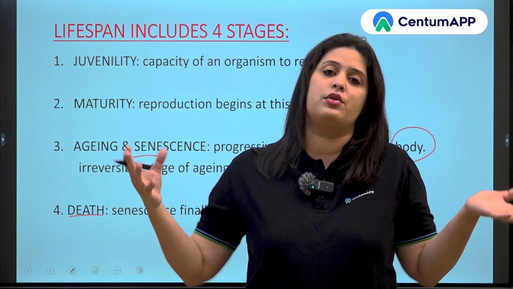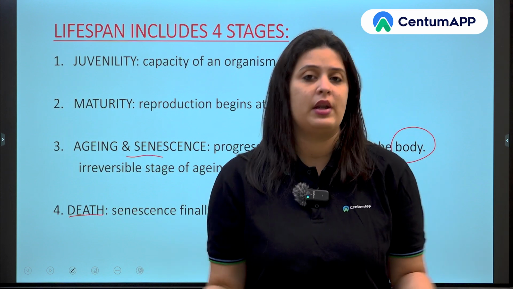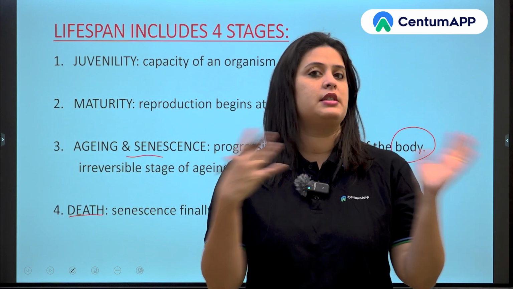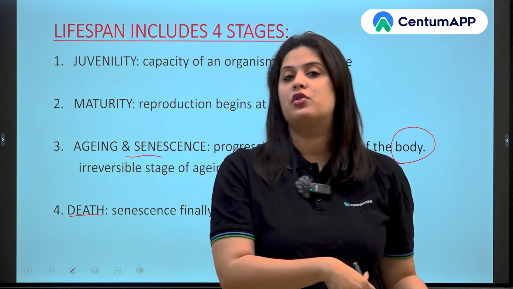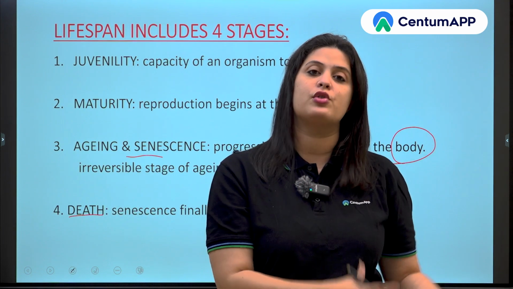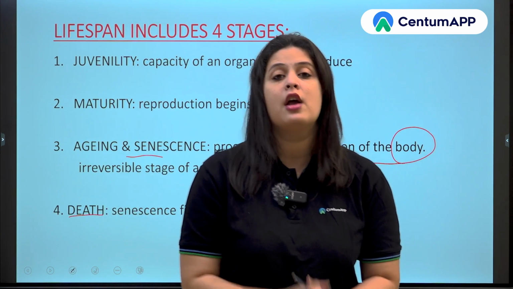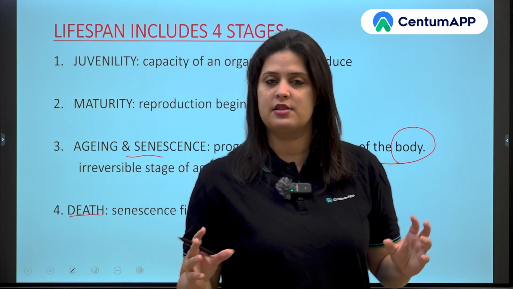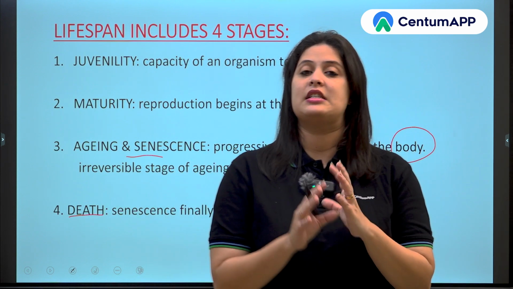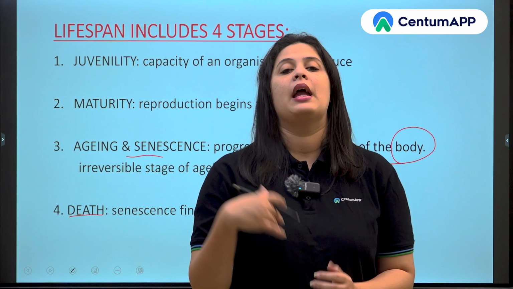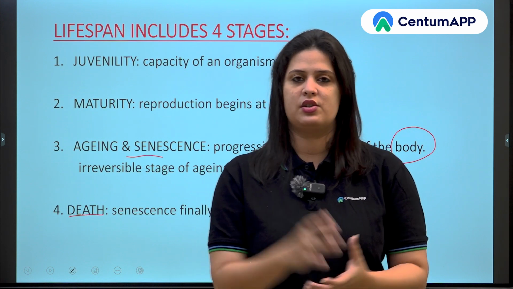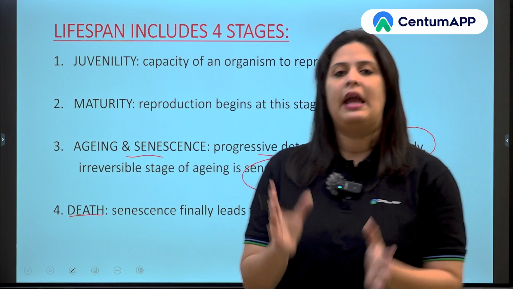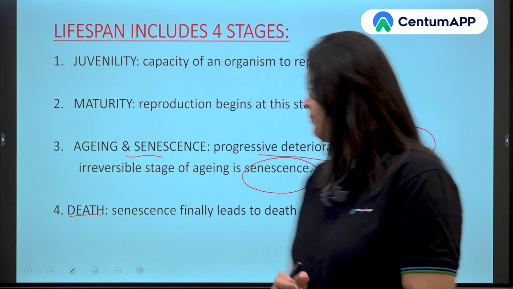We all know that when we attain a certain age, we cannot go back to what we were. Suppose we are 12 or 20 years old and after another 10 years we get to 30 years old, we cannot come back to what we were. We cannot come back to 12 or 20 years old again. So this is known as senescence. Aging is deterioration of the body, whereas senescence is irreversible changes. You cannot reverse aging. That is known as senescence.